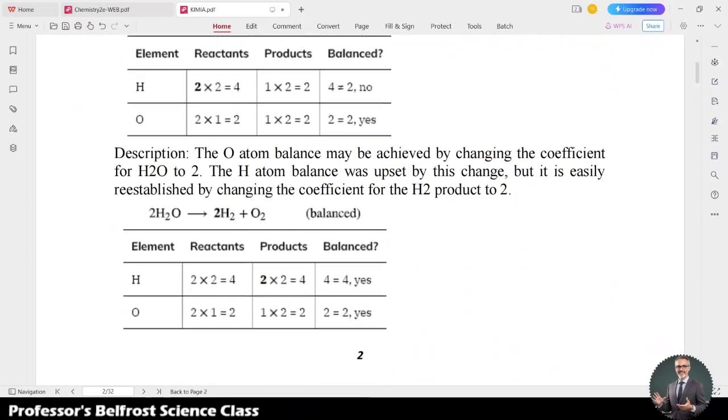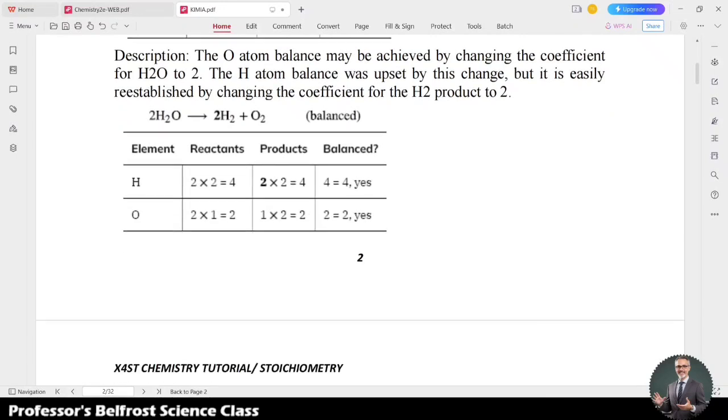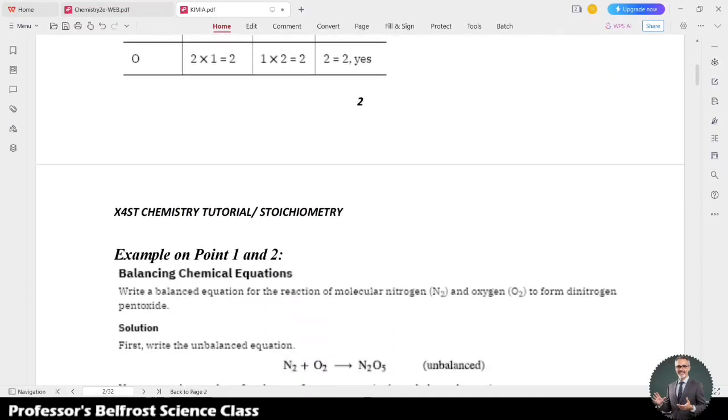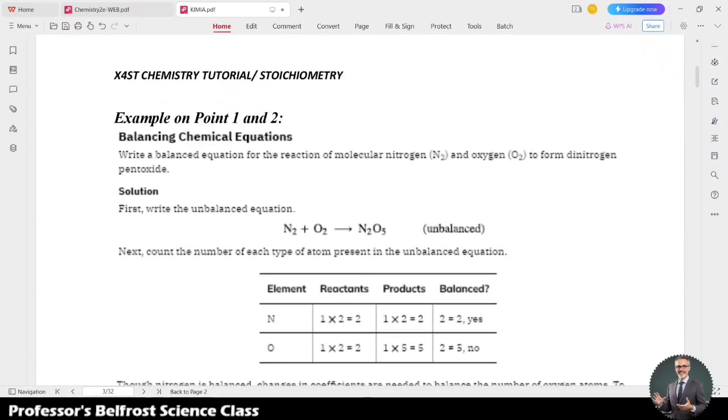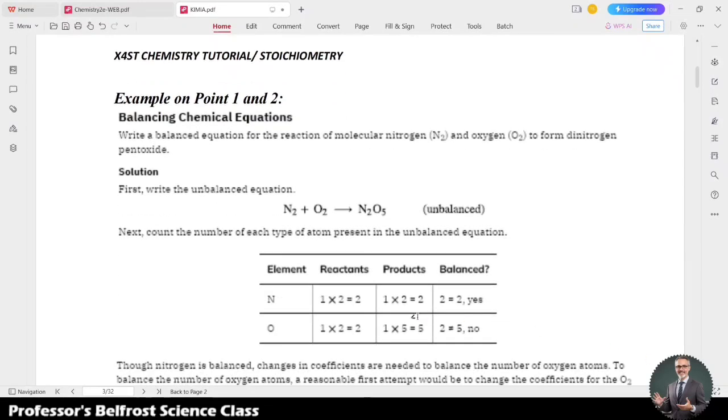How about if we add 2 to the coefficient of hydrogen on the right side? So we have 2H2O yields 2H2 plus O2. After some calculation, we see that this is already a balanced equation. So that is how simple stoichiometry works, but it will not be practical in later time. I'll point that out later, but let's see an example for now.